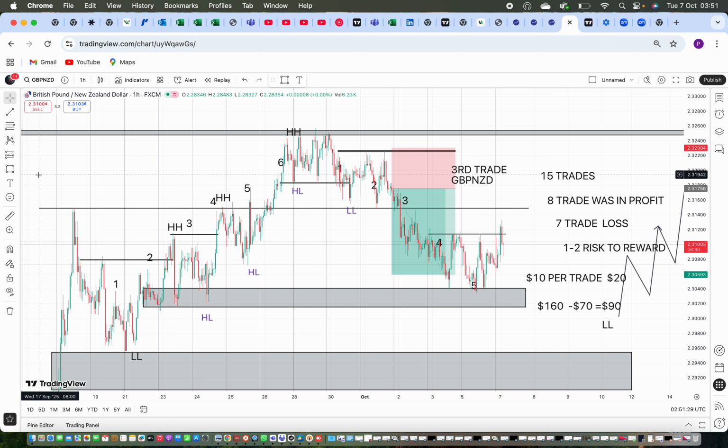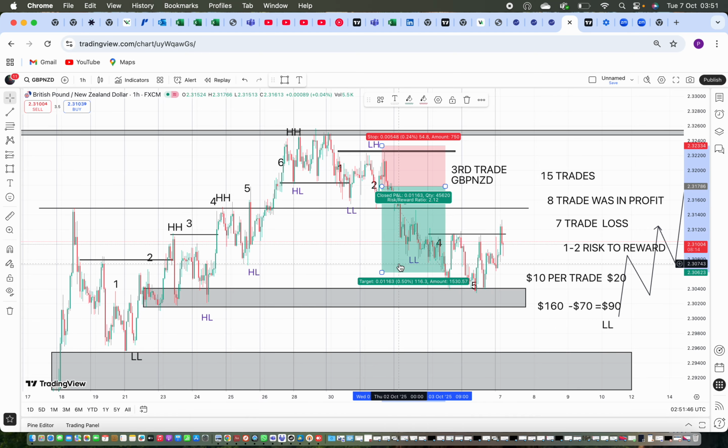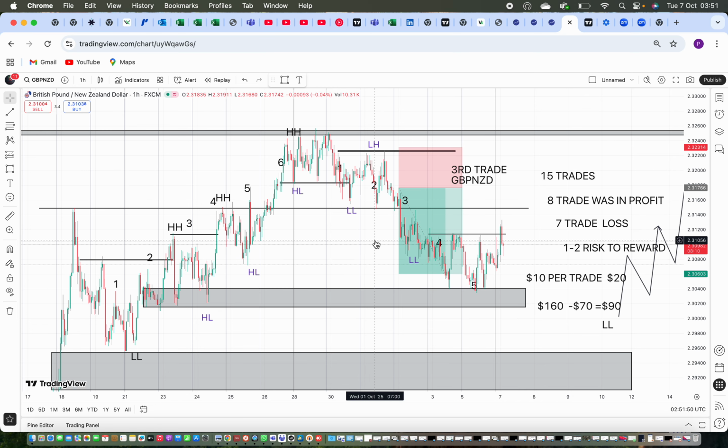Now what do we see here? We saw how price gave us a lower high at this level, and we broke structure to take out this low to create what? Another lower low. All right, we'll create another lower low around this level. So let me mark that so we can have a line there.